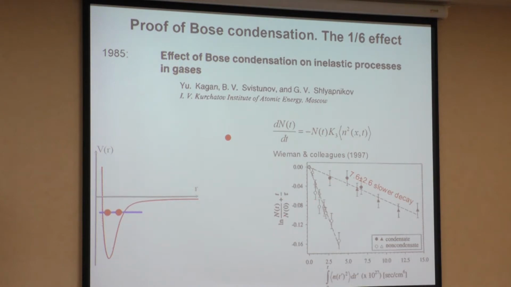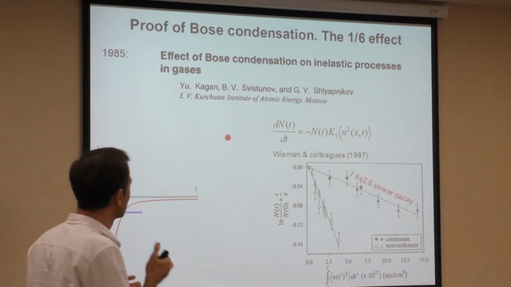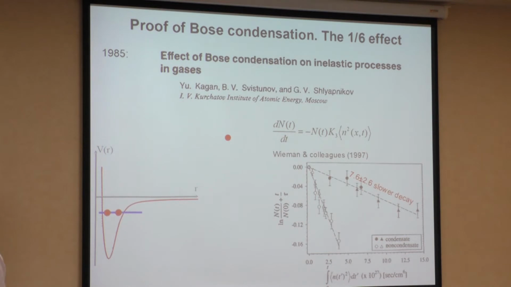And this is what they saw. On the vertical scale, they have the log of N. On the horizontal scale, they have the average density squared integrated over time. And the slope is different in the Bose-Einstein condensate by a factor of 7.6. Of course, with quite a significant error bar, but it agrees very well with the predicted factor of 6, and disagrees with everything else. So this was the proof of Bose-Einstein condensation, which came from quantum statistics.